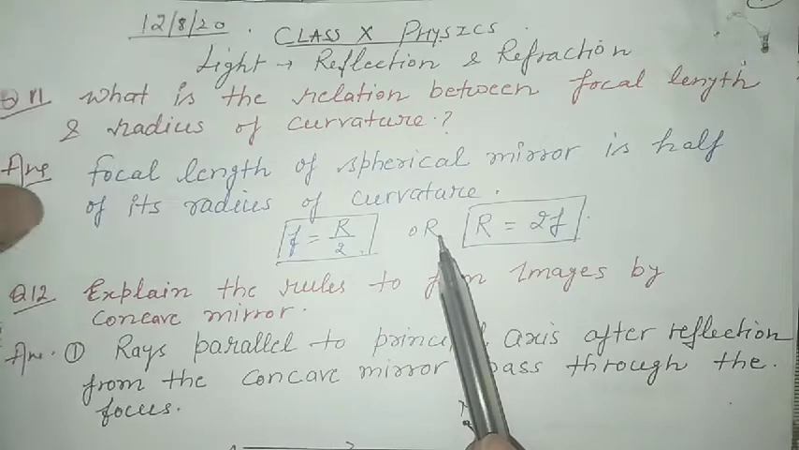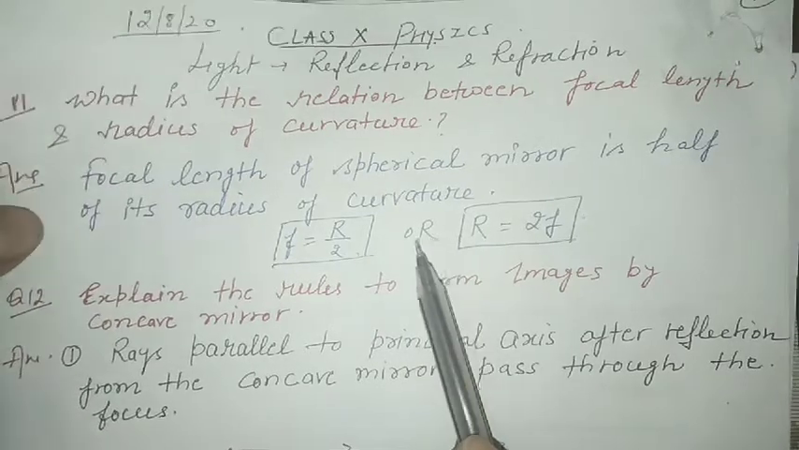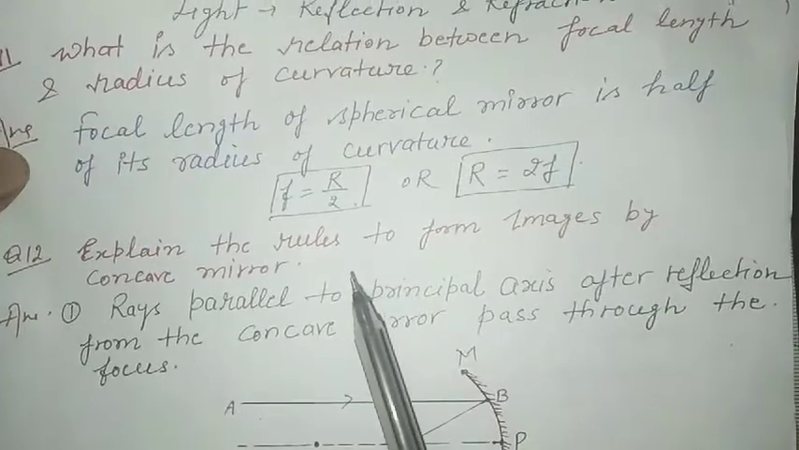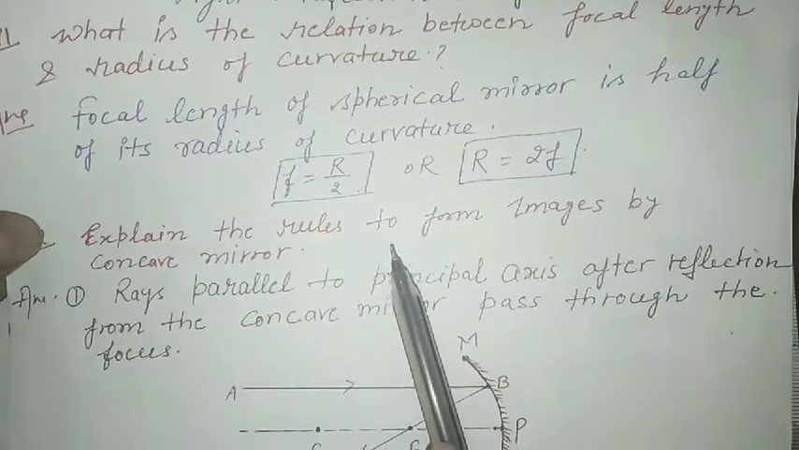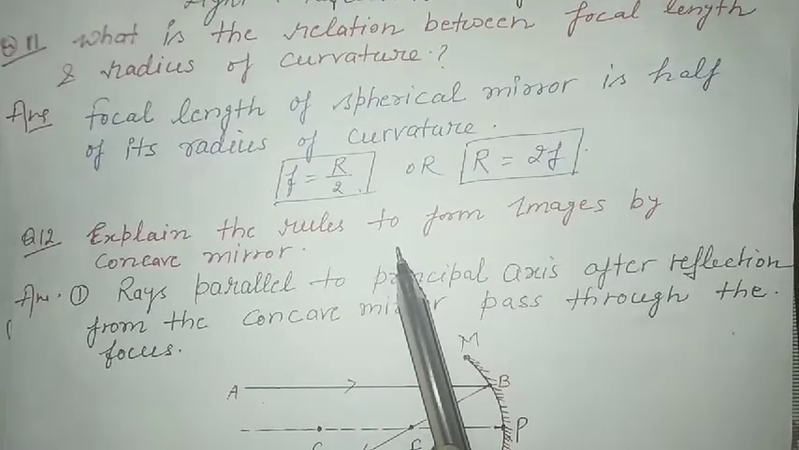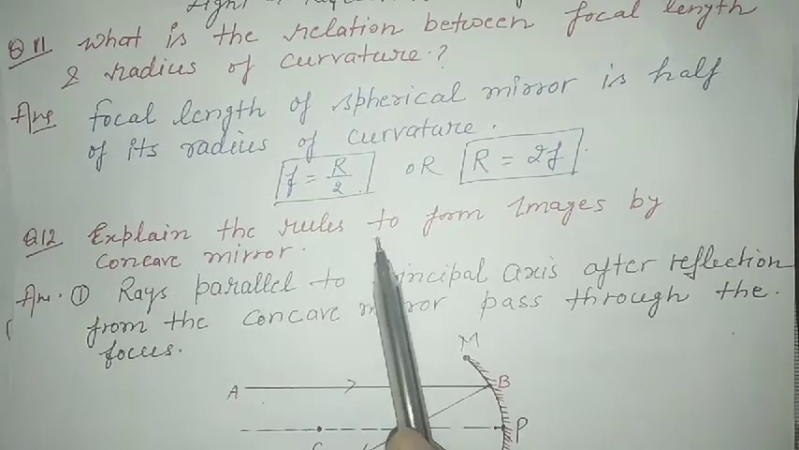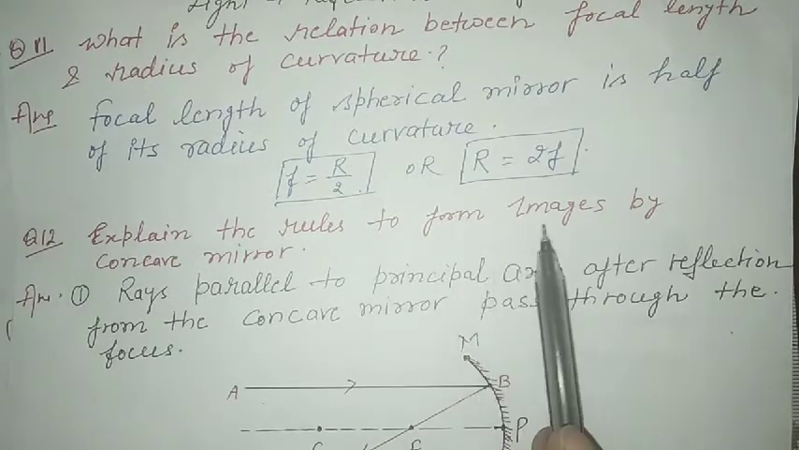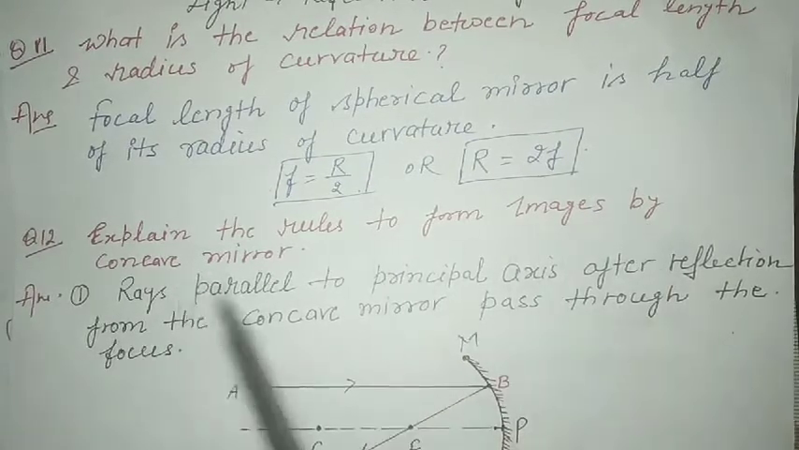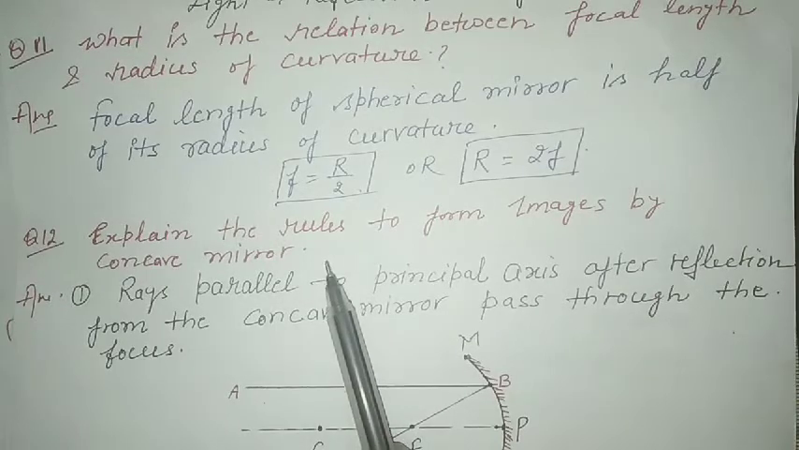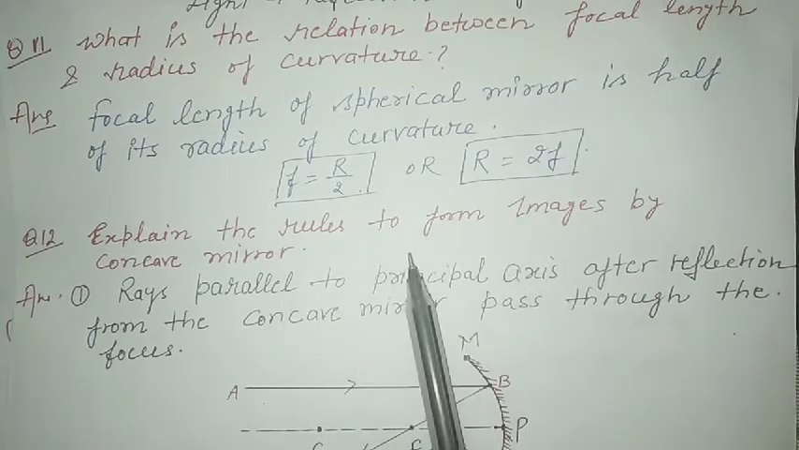So now we are moving on to images, and last time we also discussed the relation between real images and virtual images. So here is a question: explain the rules to form images by a concave mirror. First we are taking the rules to form images by the concave mirror.